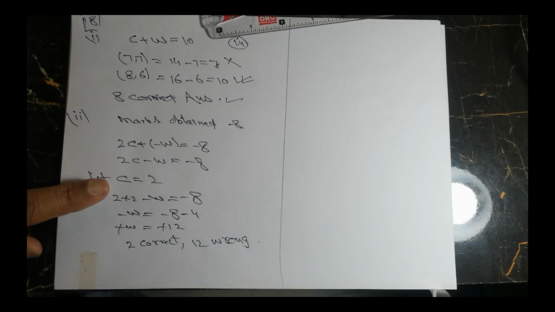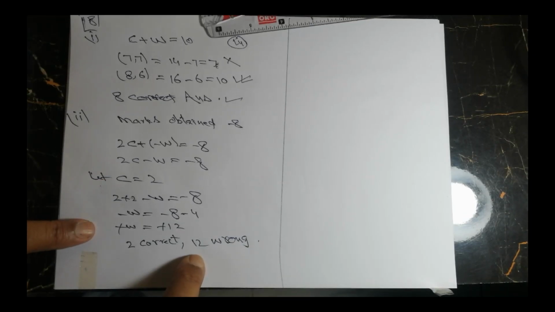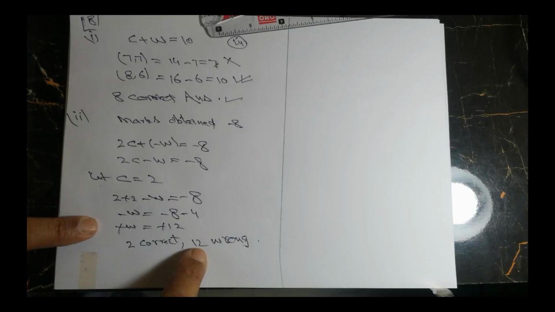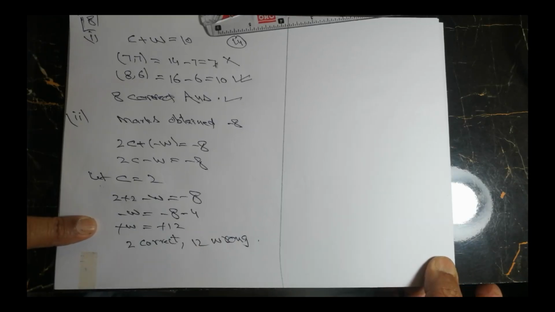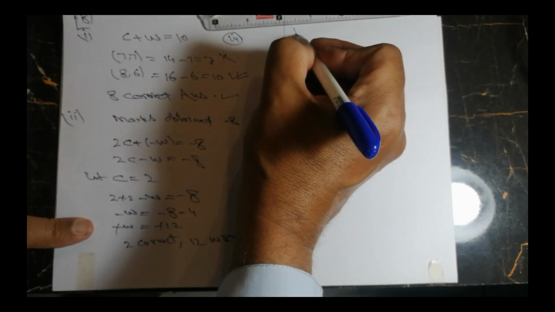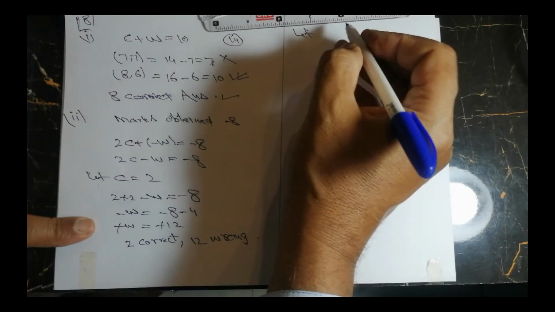So 12 wrong means minus 12, and 2 correct means 4 marks. Minus 12 plus 4 is minus 8. We can check this result. Similarly, we may get more results.